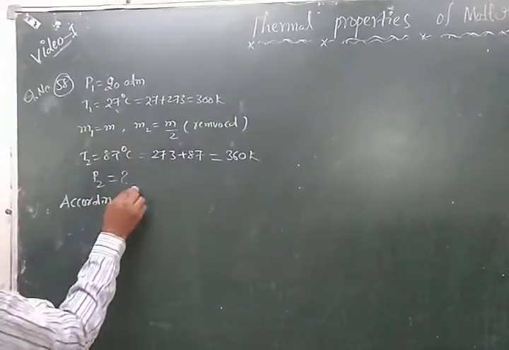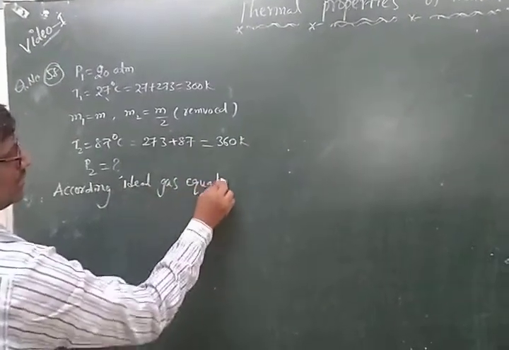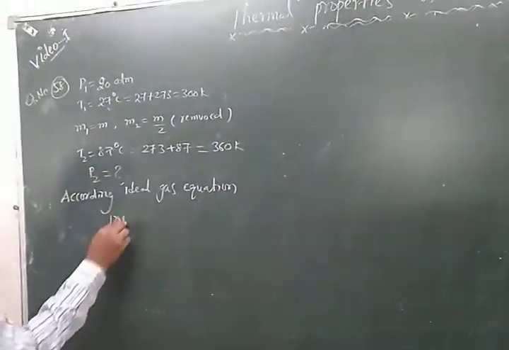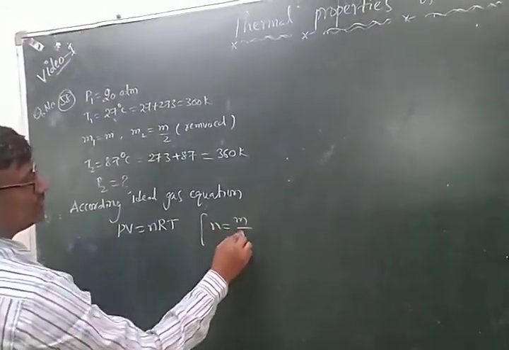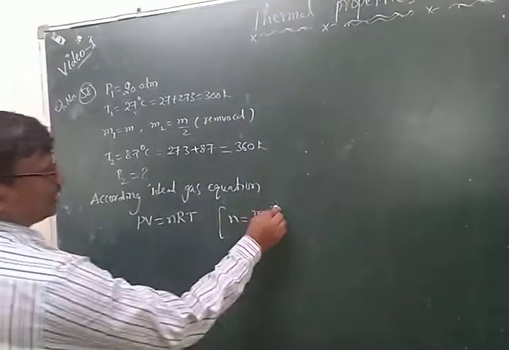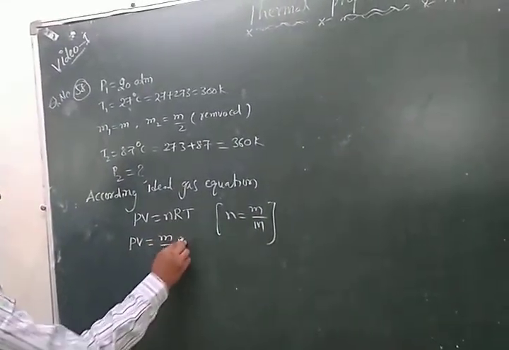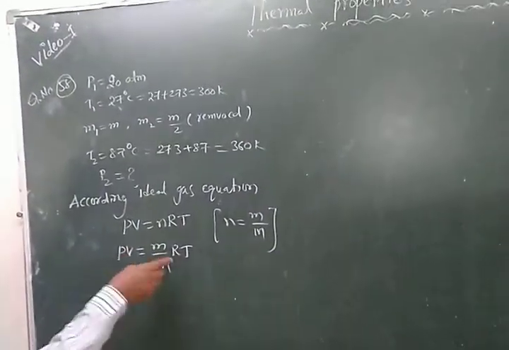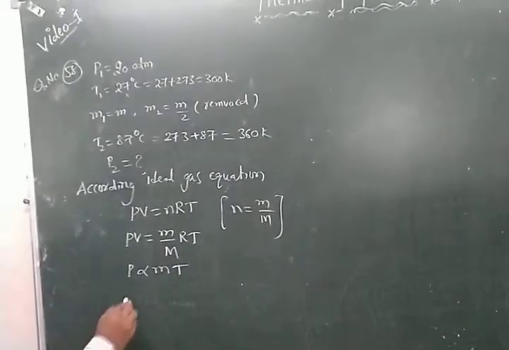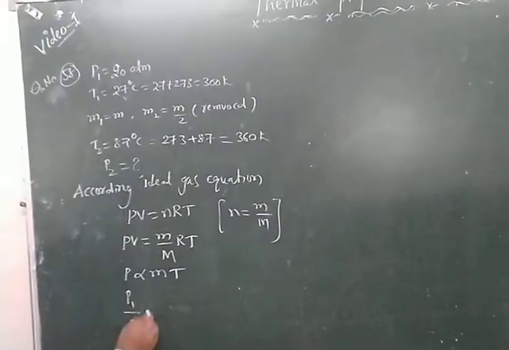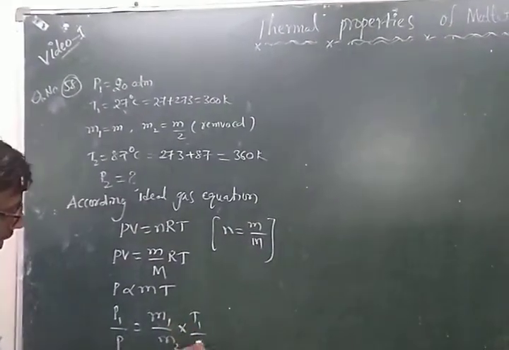According to the ideal gas equation, PV is equal to nRT. But n is equal to mass by molar weight. We can write PV is equal to small m by capital M into RT. So P is directly proportional to m and temperature. Taking the ratio, P1 by P2 is equal to M1 by M2 into T1 by T2.